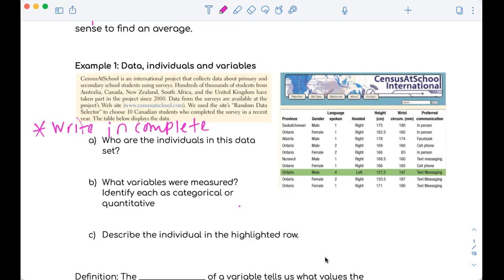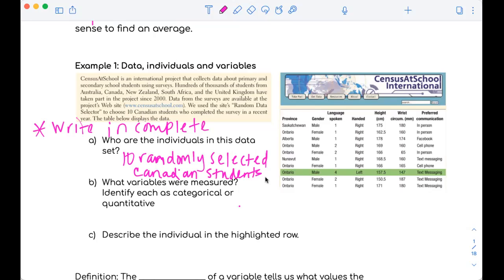So the individuals in the data set are the 10 randomly selected Canadians. I'm just going to fragment this: 10 randomly selected Canadian students. If you're writing a complete sentence, which you should be, you could say something like, the individuals are the 10 randomly selected Canadian students who participated in the Census at School survey.